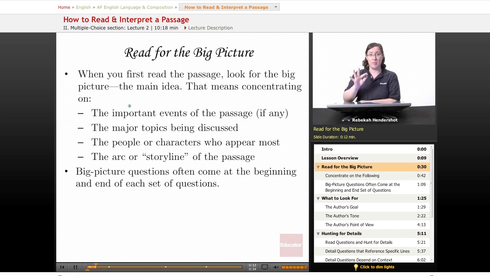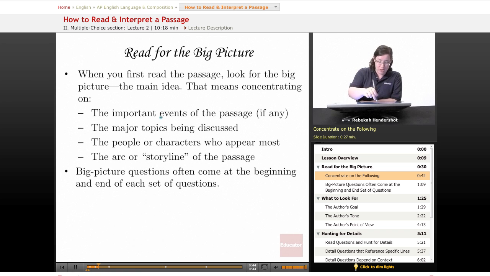When you first read the passage, and if you saw our last lesson, you know you read the passage before you read the questions, look for the big idea, the main idea, the gist of the passage. That means you concentrate on the important events of the passage, if any. If it's a narrative, talk about the big stuff that happens. The major topics being discussed, things that the author seems to go on and on about. The people or characters who appear most. And finally, the arc or storyline of the passage.